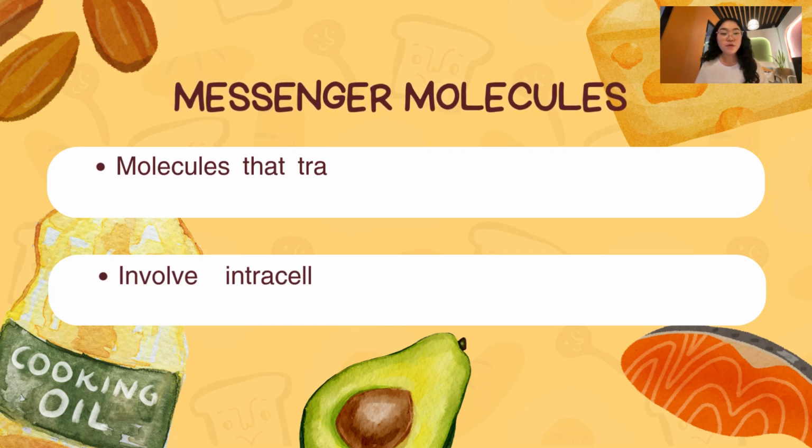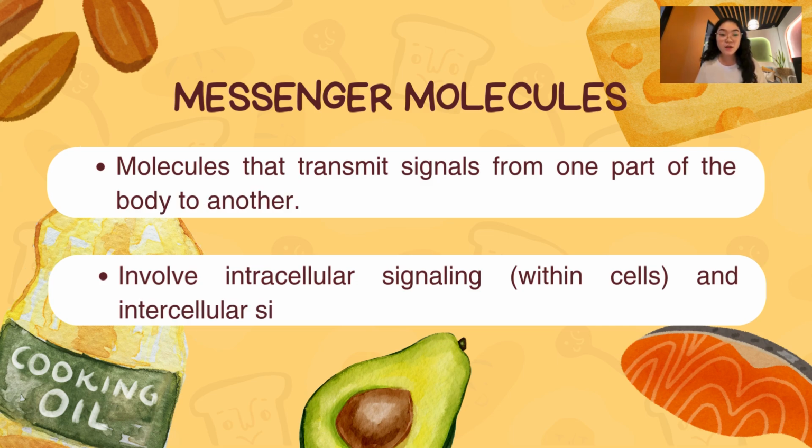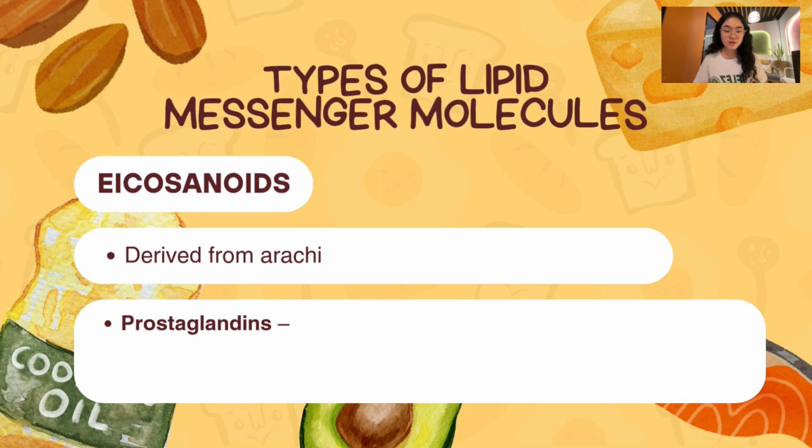Lipids are involved in both intracellular signaling, or within the same cell, and intercellular signaling, or between cells. Think of them like the text messages or alerts sent inside the body to control inflammation, immune responses, growth, and even reproduction. There are three major types of lipid messengers.